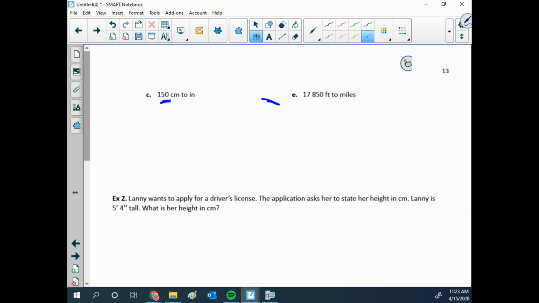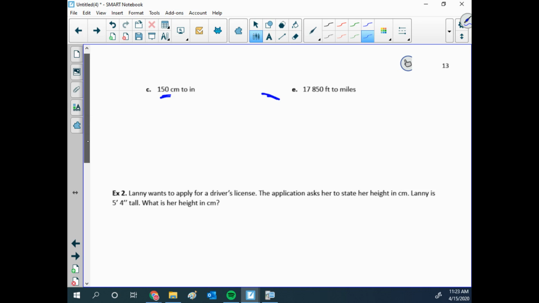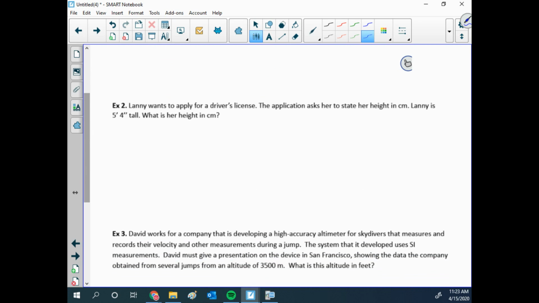So example 2, it says Lanny wants to apply for a driver's license. The application asks her to state her height in centimeters. If Lanny is 5 feet 4 inches tall, what is her height? Like most of us, when we're talking about our height, we say, oh, I'm 5 foot something. But technically, because we live in Canada, on our driver's license, our height is reported in centimeters. So you have to be able to convert back and forth.